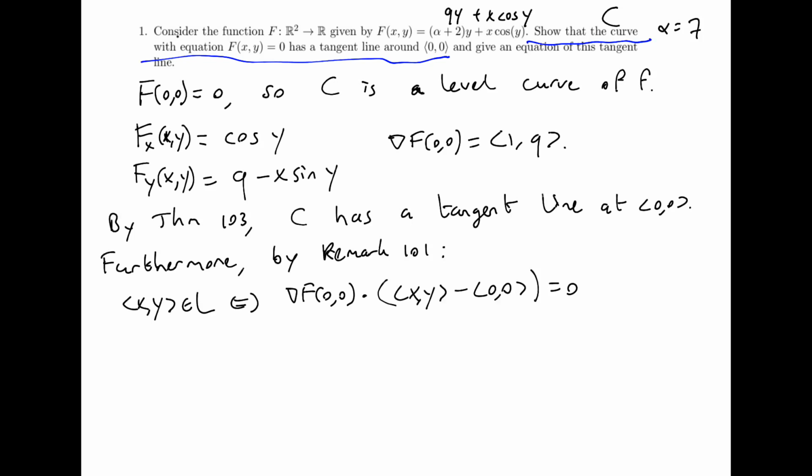This formula is easy to remember because it's very similar to the normal of a plane. If you have a normal of a line or a normal of a plane, the only difference is that you have 2 variables instead of 3, but otherwise the equation is exactly the same. Now we just work this out.